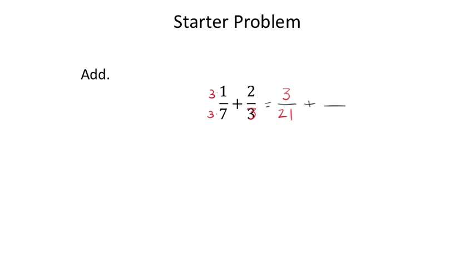And then in the second fraction, I'll take the first denominator, 7, and multiply it into the denominator and numerator. So 2 times 7 is 14. In the denominator, 3 times 7 is 21.